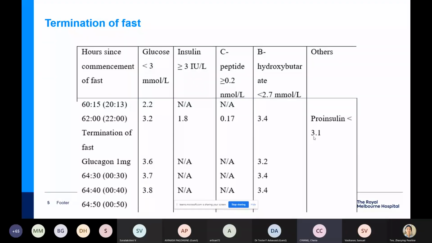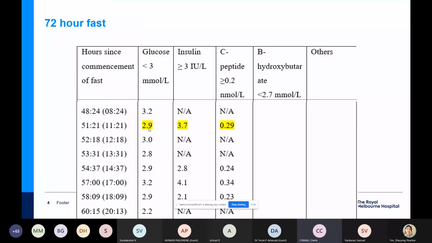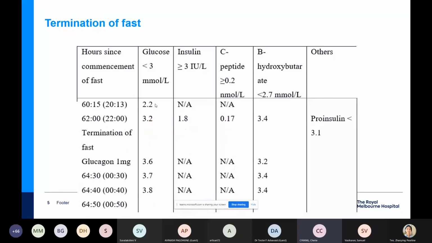So what do people think of the 72-hour fast so far? We did have a low glucose, less than 3, that had an inappropriately high insulin and C-peptide. However, without any intervention, the glucose then hovered. So without feeding the patient, the glucose went up a little bit, up to 3.2, and then went down to a nadir of 2.2. We don't know what happened to insulin and C-peptide then. Once again, without feeding, the glucose actually recovered up to 3.2. At that stage, the insulin and C-peptide were both appropriate.